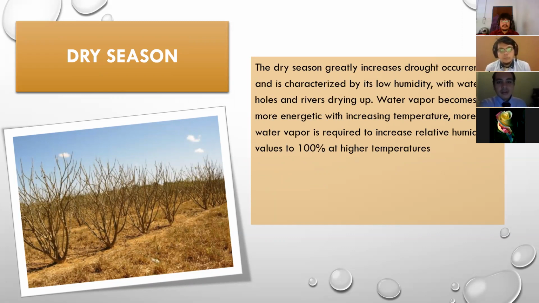Next is dry season. Dry season greatly increases drought occurrence and is characterized by its low humidity with watering holes and rivers drying up. Water vapor becomes more energetic with increasing temperature. More water vapor is required to increase relative humidity value to 100% at higher temperature. Dry season is an annual season where the temperature is far greater than it usually is during the annual season. So the crops and all other agricultural crops would be wilted at those times.